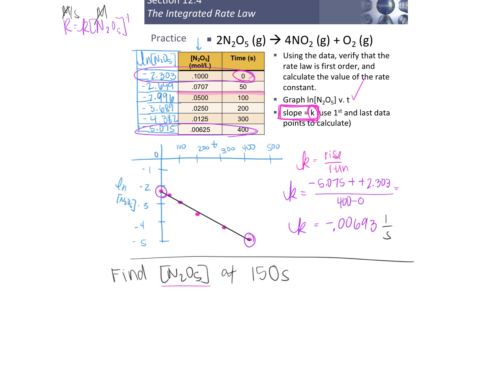It's on that last slide. So the equation is natural log of N2O5 equals negative K T plus natural log of the initial concentration, N2O5 sub 0, right? That's the equation I'm going to use there. Okay, do we agree with that?